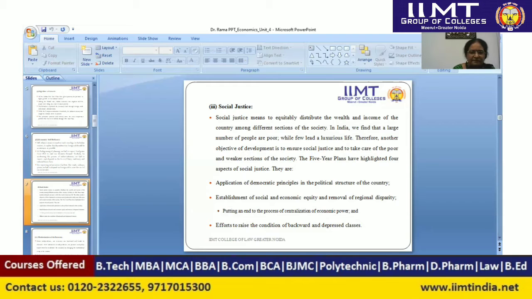The five-year plans have highlighted four aspects of social justice. They are application of democratic principles in the political structure of the country, establishment of social and economic equity and removal of regional disparity, putting an end to the process of centralization of economic power, and efforts to raise the condition of backward and depressed classes.